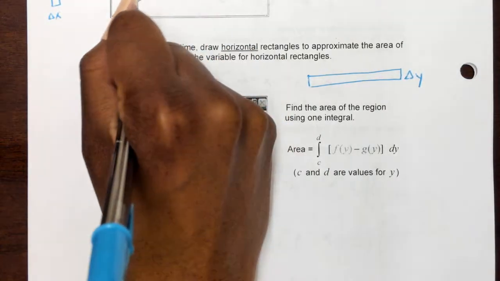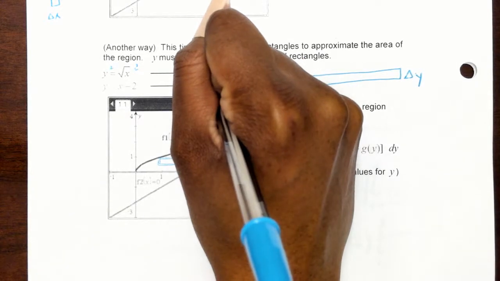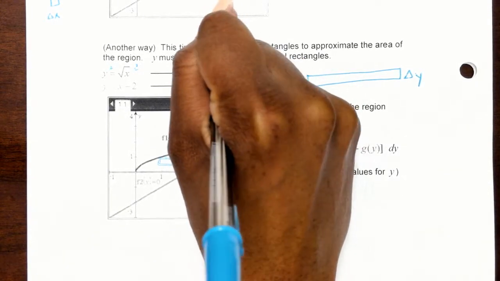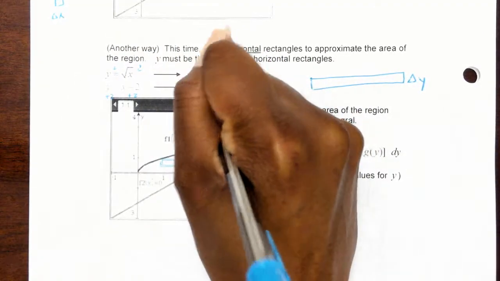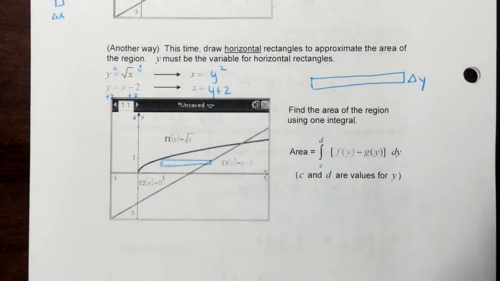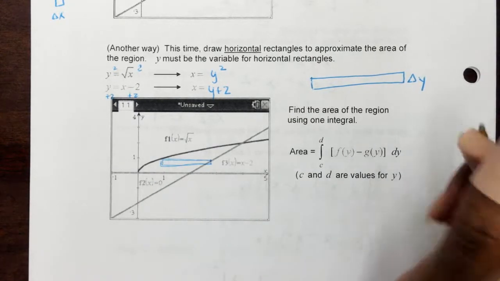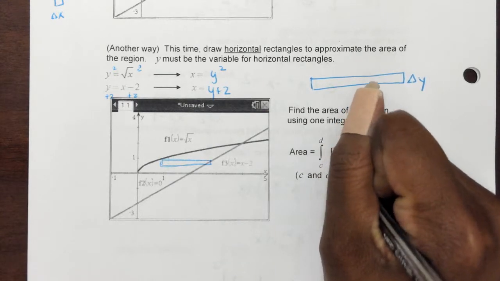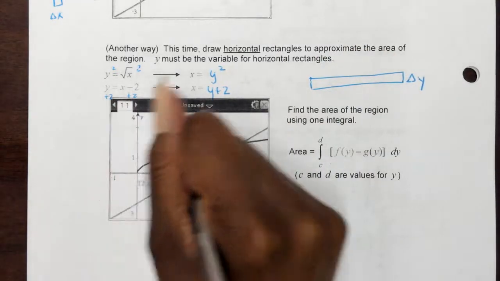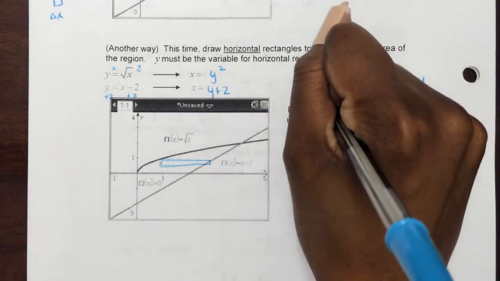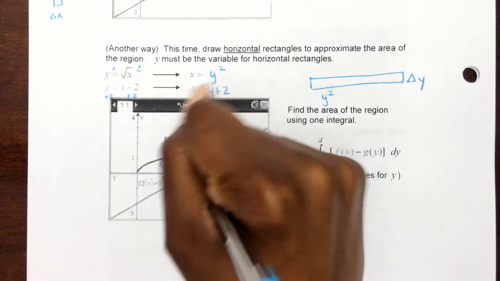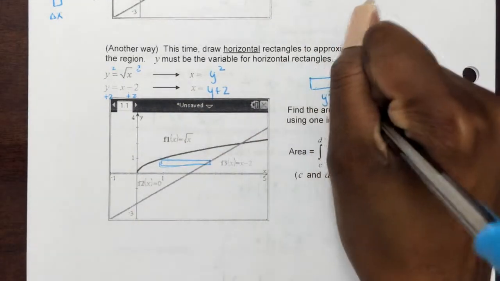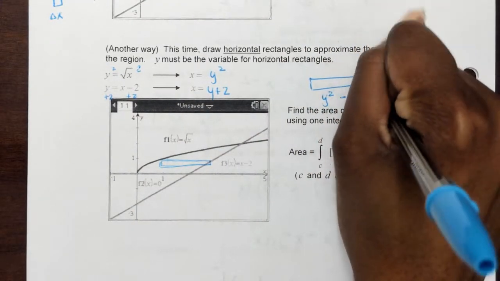So we need to solve these equations so that they are in terms of y. To solve this, I'd square both sides. So x is equal to y squared. And to solve this one, I'd add 2 to both sides so that x is equal to y plus 2. Then we would use the right function, the right curve, which would be y squared, and we'll subtract the left curve. So we'll subtract y plus 2.